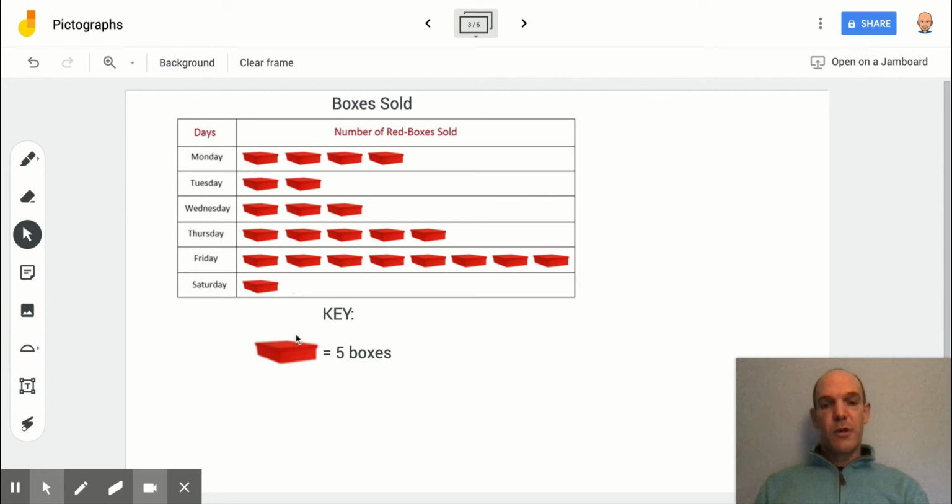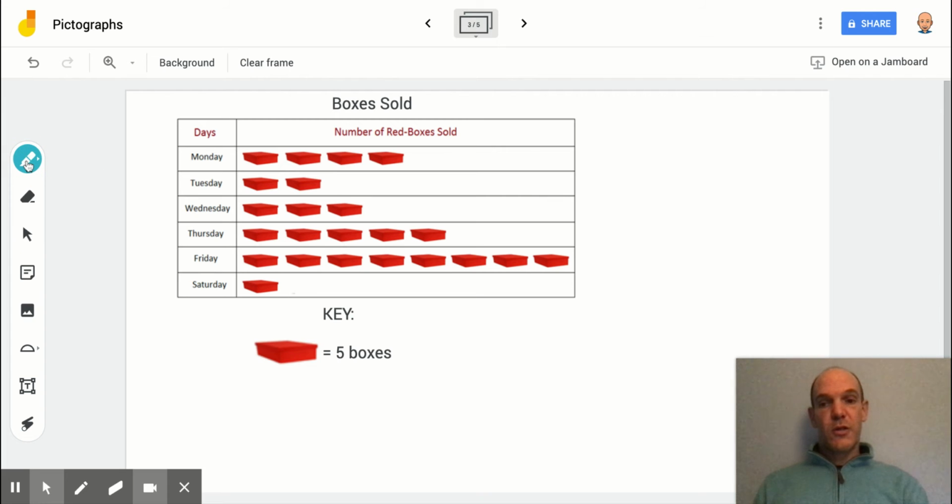You always want to look at the bottom of the graph to see what that symbol represents. So in this case, this red box equals 5 boxes. The way to understand the graph here is to recognize that on Monday, if I see 1, 2, 3, 4 boxes, it is actually 4 groups of 5 boxes because we're going to be counting by fives. So we would do 5, 10, 15, 20.